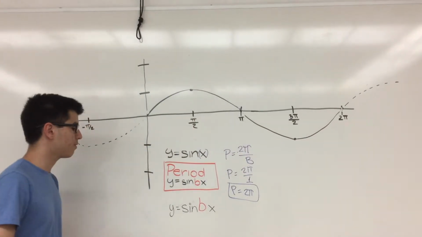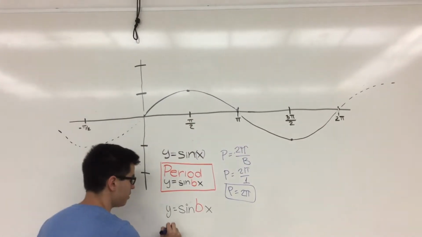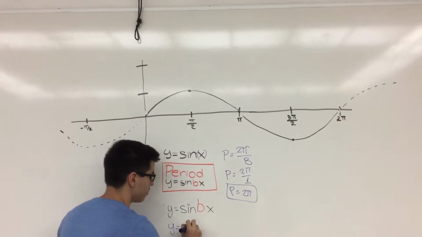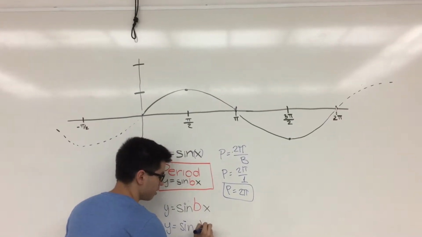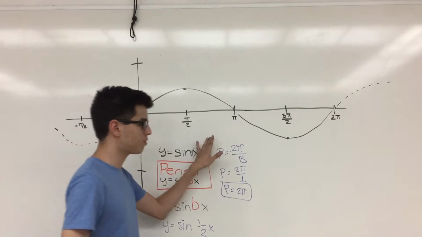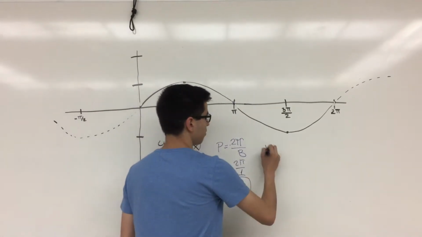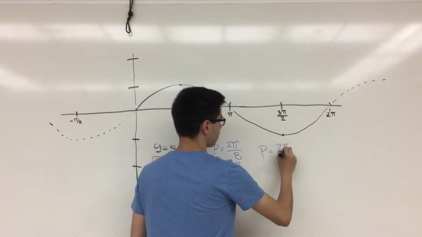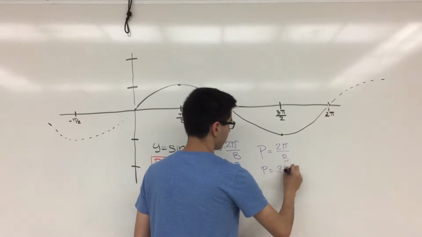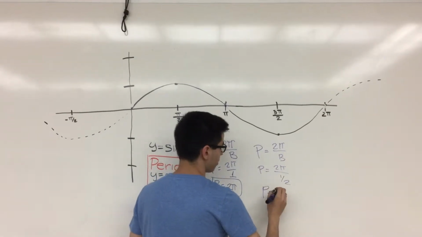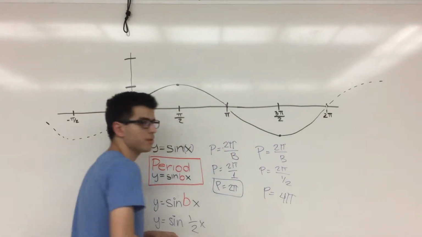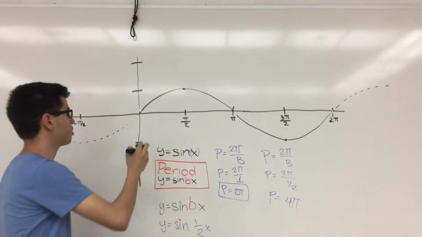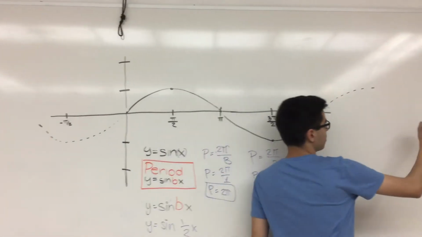If the sine function changes the letter b, the period will change as well. If the sine function has 1/2 x, we need to use this formula to get the new period: period equals 2 pi over b, period equals 2 pi over 1/2, and this gives us period equals 4 pi. This means that our new graph will have to go from 0 until 4 pi.